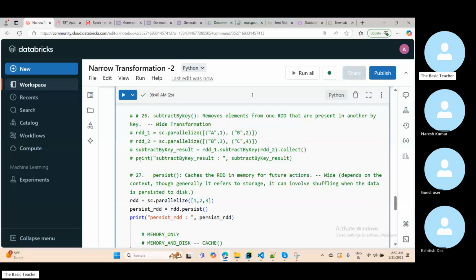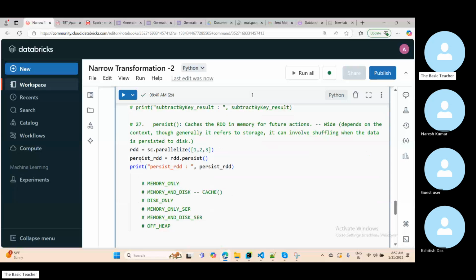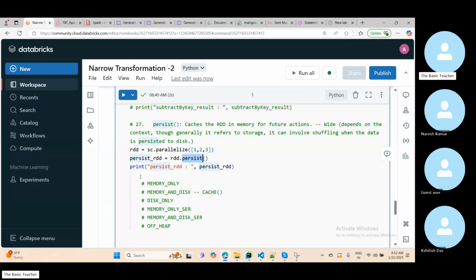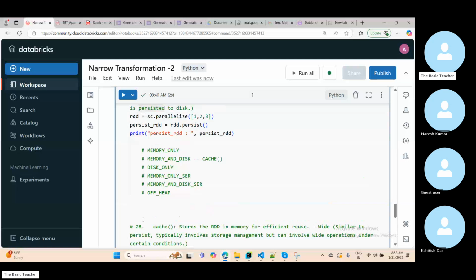Okay, then we have persist. So what are we doing with persist? If you are calling simple persist, then this is going to persist your RDD, and when we are going for the cache, then we are calling this cache. But the thing is, let's first talk about caching.